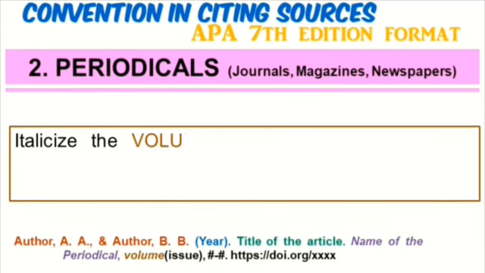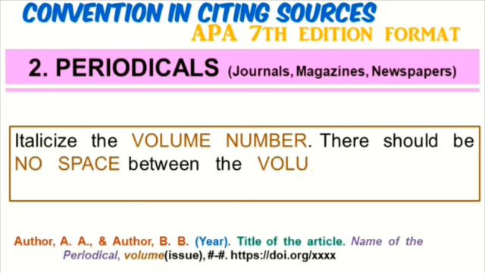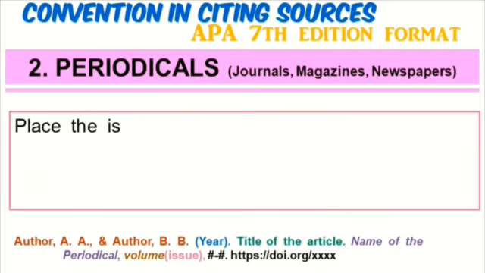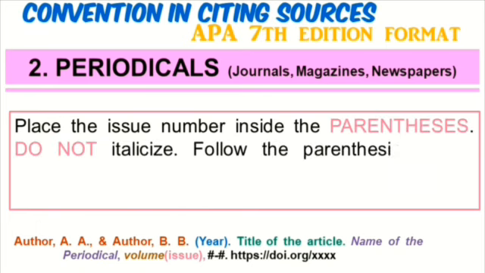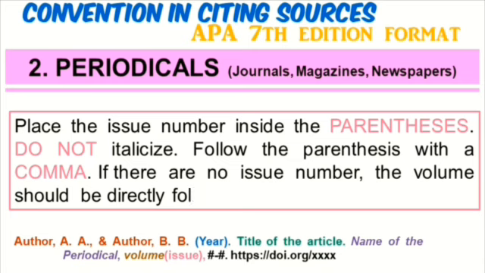For the volume number, italicize the volume number. There should be no space between the volume number and the issue number. Then, place the issue number inside the parentheses. Do not italicize. Follow the parentheses with a comma. If there is no issue number, the volume should be directly followed by a comma. See format below.